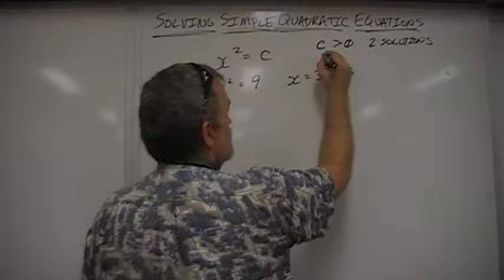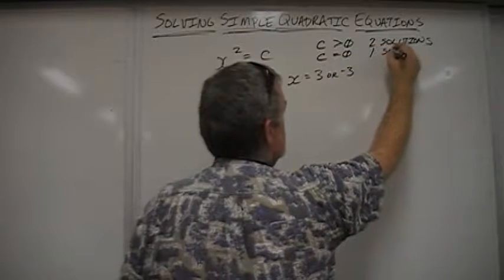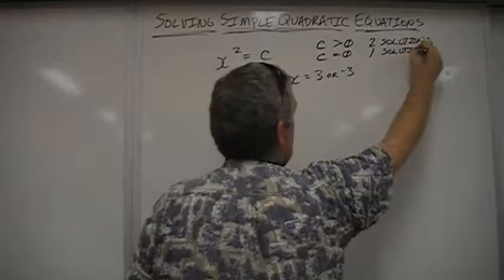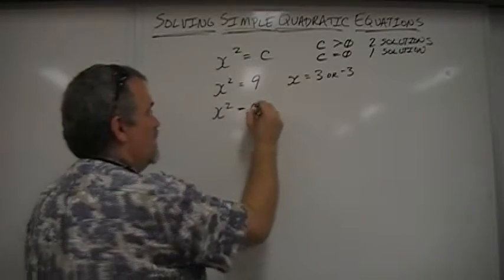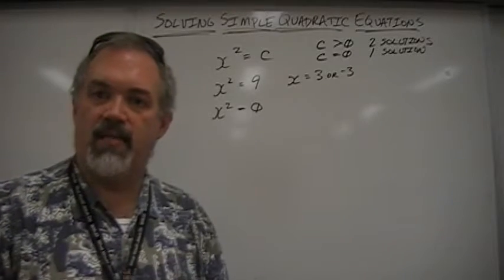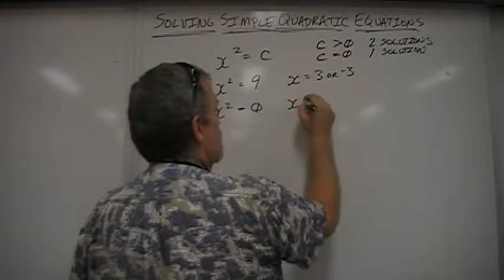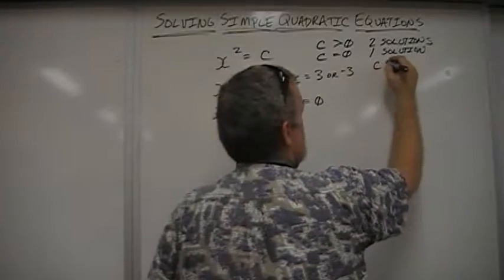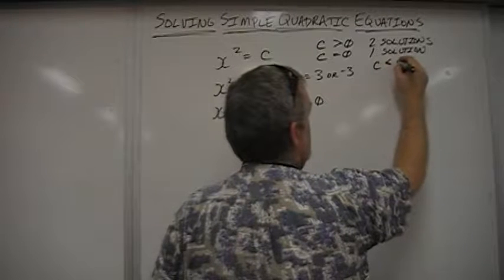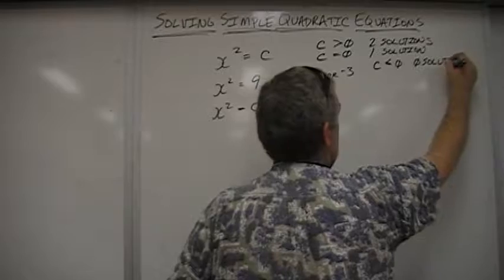Or if c is equal to 0, then we have one solution. As an example, x squared equals 0. Well, there's only one thing that multiplied by itself gives us 0, and that's 0. X equals 0. The third possibility is that if c is less than 0, then we have no solutions.